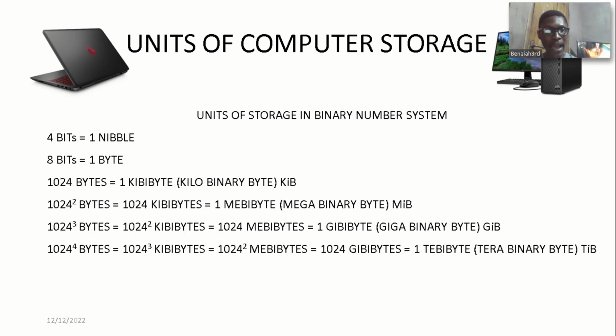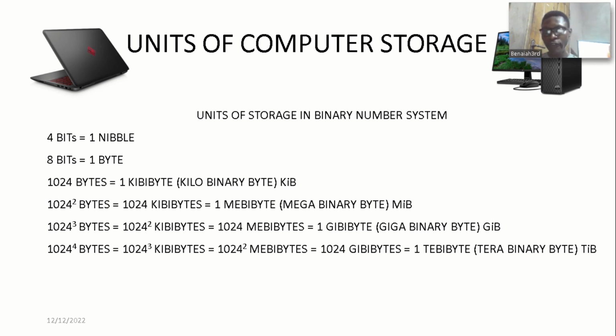But we also have the binary number system unit of storage. From nibble to byte is the same thing. But in binary number system, 1000 bytes is not equal to 1 kilobyte. It is 1024 bytes, which is equal to 1 kibibyte. That is kilo binary byte. Its unit is represented with KiB or kib.